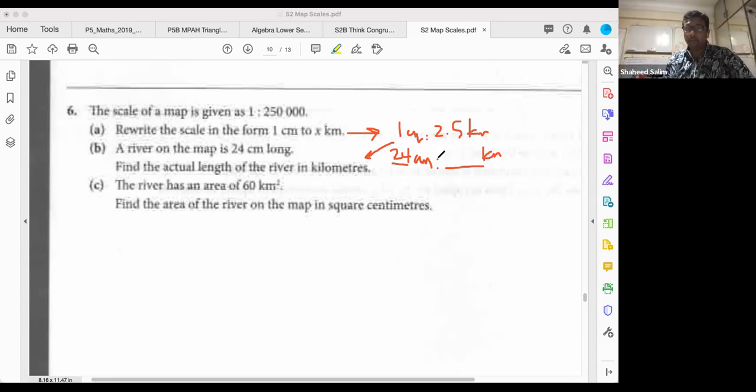60. Yeah, correct. So now for C, you need to come up with the scale, which is 1. Oh, yeah. Hold on. 1 square cm is equals to how many square km?